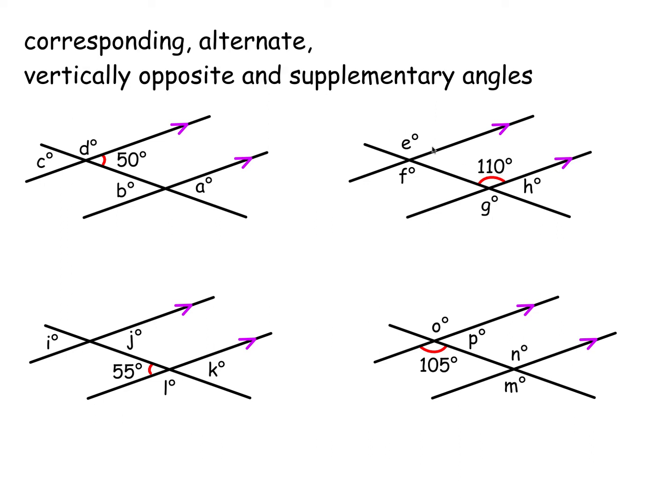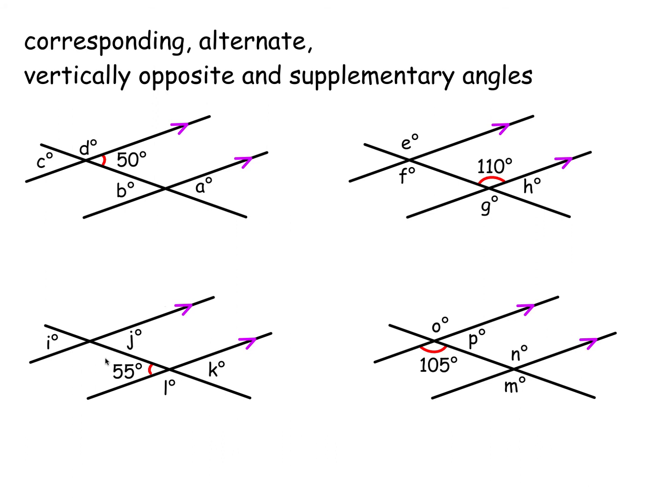D is 130. Here, for E, F, G, H, E, F, and G are all 110. E is corresponding to original 110. F is alternate to original 110. And G is vertically opposite to original 110. So E, F, and G are 110. H is 70, the supplement. So for H, it's supplementary angles.